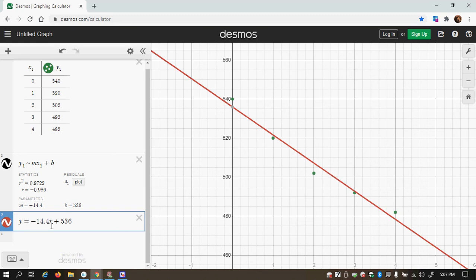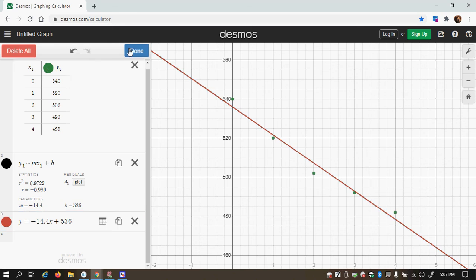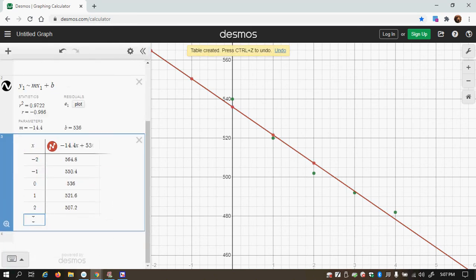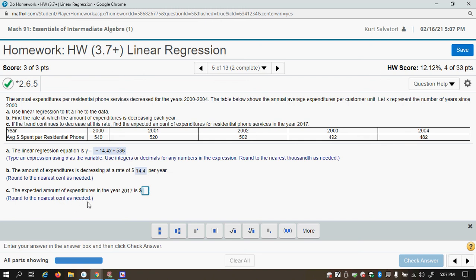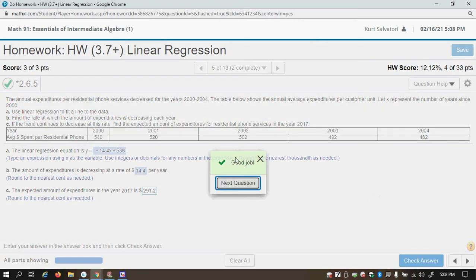Alright, so now that I have my equation in there, I can go up to this wheel and put in a data point. I can type in the 2017, which would just be 17. And so now I know my y value would be 291.2. So I can go back to my homework. It says round to the nearest cent as needed. I'm just going to leave it as is and see if it gets upset with me. I hit check, and it's good. So here I have done it. I've come up with the linear regression, I have shown what the rate or the slope means, and I've also done a prediction for 2017.